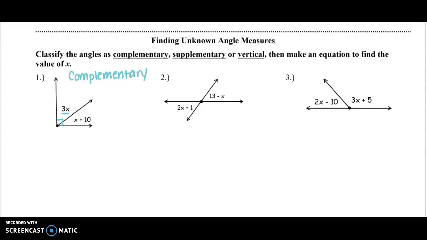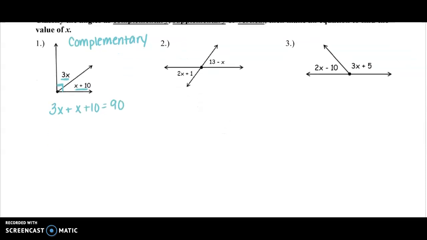Okay, so we know that these two angles added together have to equal 90 degrees. So I can do 3x plus x plus 10 is equal to 90. And now we're just back to solving equations like we were before. 3x plus x, I can combine like terms. So 4x plus 10 is equal to 90.